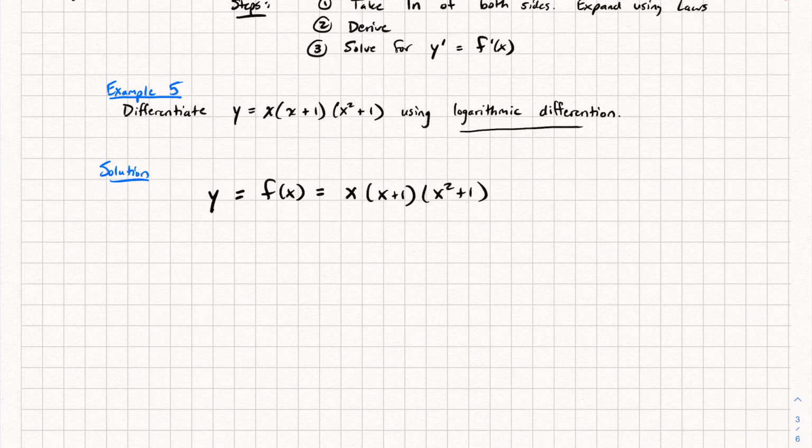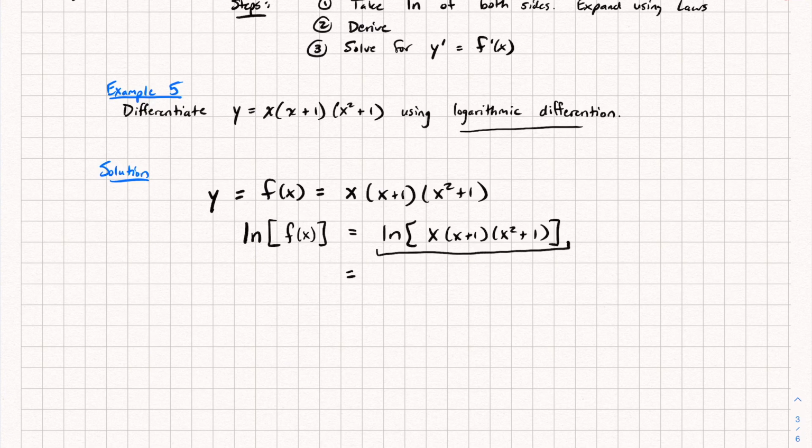All right, so I'm going to rewrite it as y is equal to f of x. And then I'm going to take the natural log of both sides. So I have the natural log of f of x is equal to the natural log of x times x plus 1 times x squared plus 1. Now, by taking the ln of both sides, I can use my laws of logarithms to expand this expression, essentially making it ln of x plus ln of x plus 1 plus ln of x squared plus 1, because they were all being multiplied together. On the left-hand side, I still have ln of f of x.